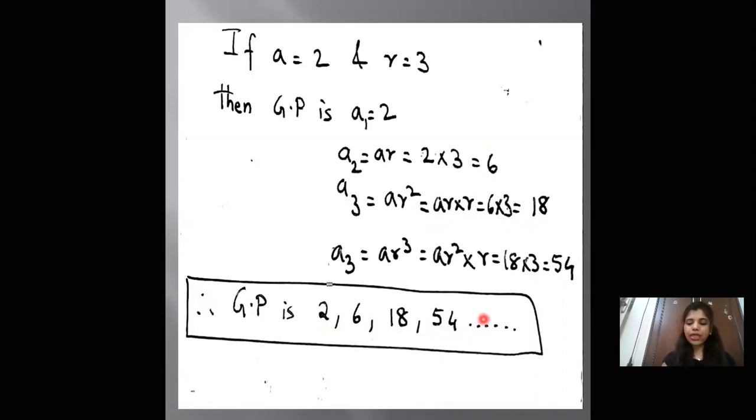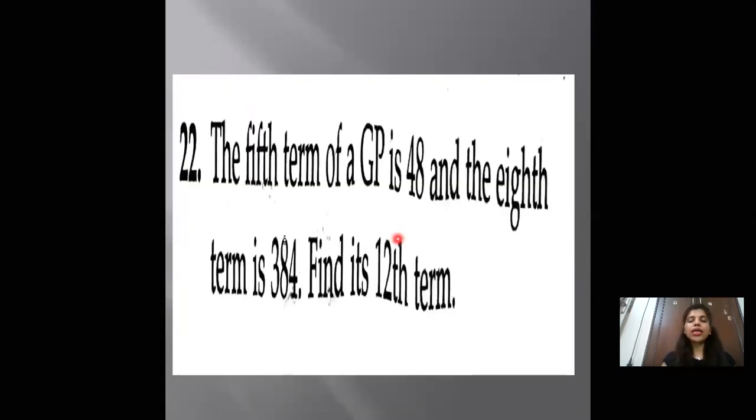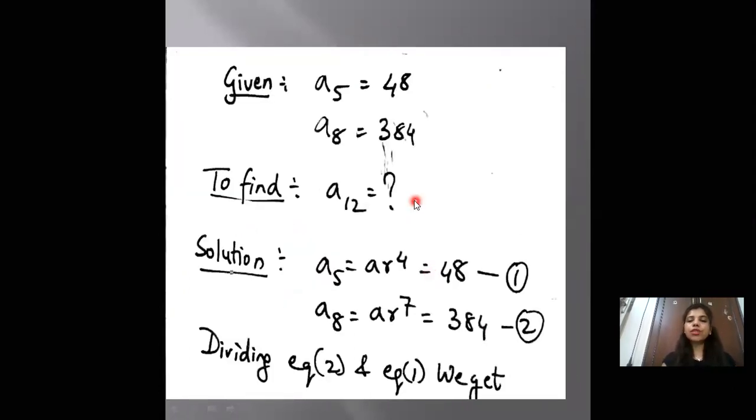Okay. So I hope till here it's clear. And now we go to the next question. In the next question, it is said the fifth term of a GP is 48 and the eighth term is given to you as 384. Find the 12th term. So your fifth term is 48, eighth term is 384 and you have to find the 12th term.